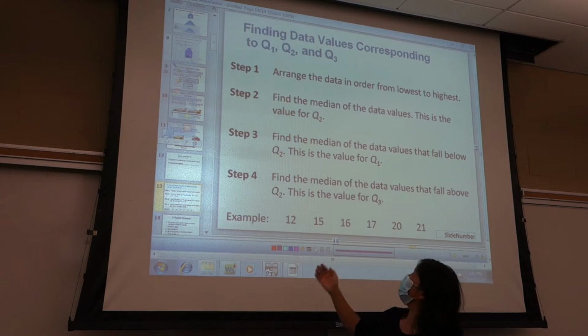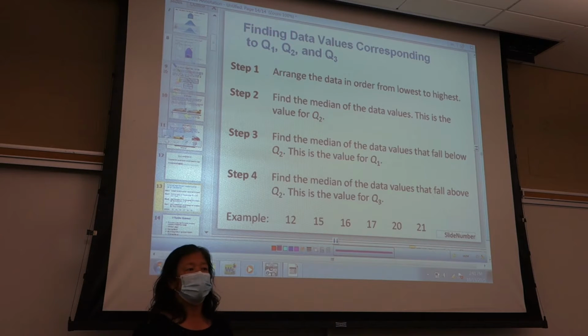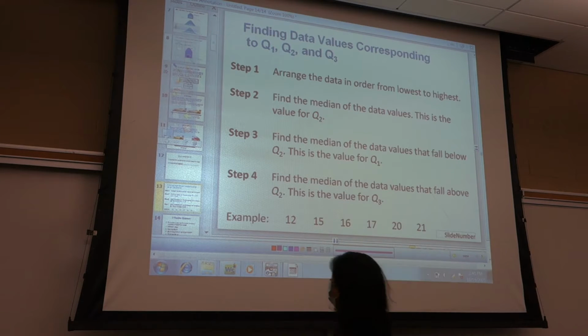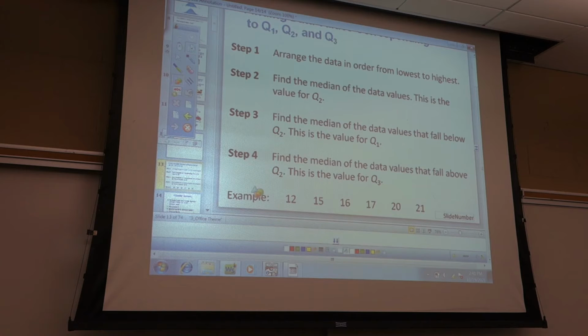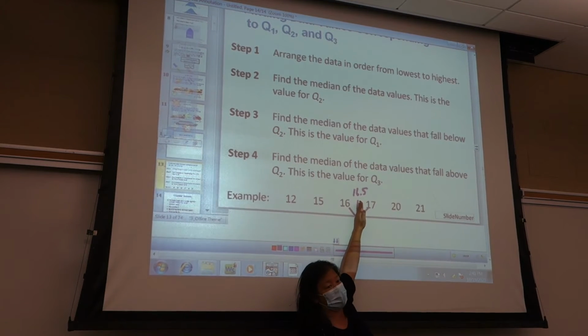Then find the median of the data values below Q2. That's going to be your Q1. Find the median of the values above Q2. That's going to be your Q3. So here's an example. I have these 6 numbers here. My median is the average of 2. It's between them. So it's 16.5. It's not either one of these numbers. It's the number between 16 and 17. So 16 is not my median, 17 is not my median, the number between them is my median.